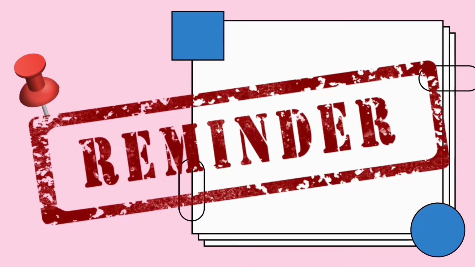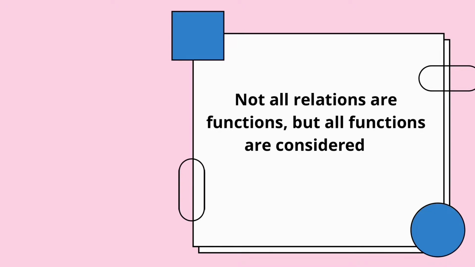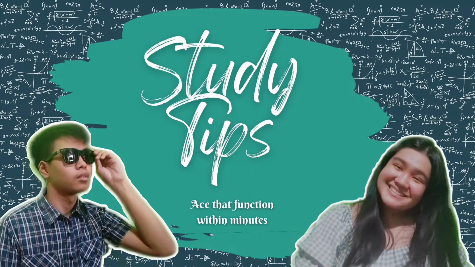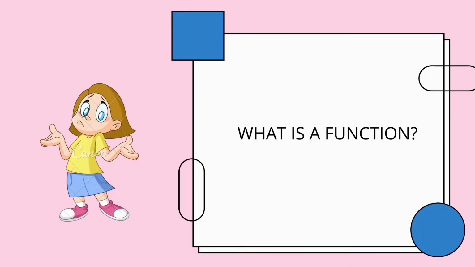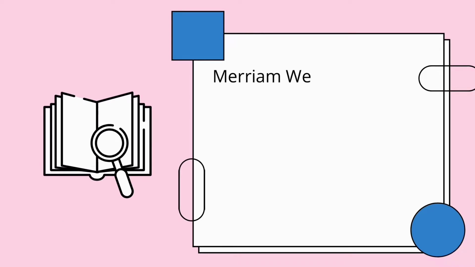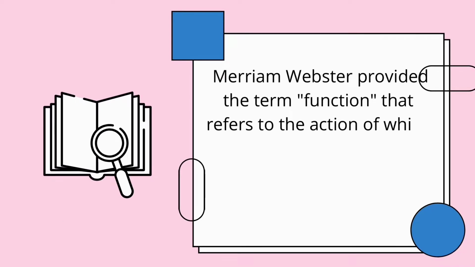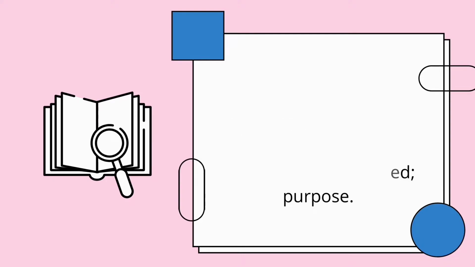Another reminder, not all relations are functions, but all functions are considered as relations. Later on, we will determine which of these are functions and why not all relations are functions. Before we start identifying them, let us define the function first. What is a function? Outside mathematics, Merriam-Webster provides the term function that refers to the action for which a person or a thing is specially fitted or used, or simply purpose.